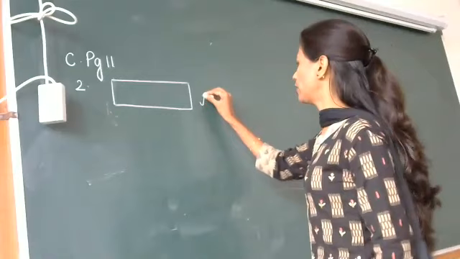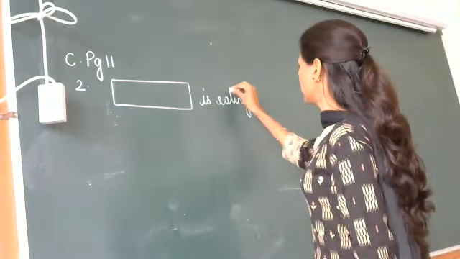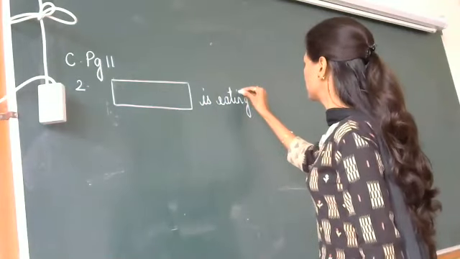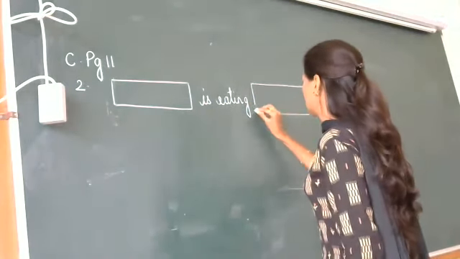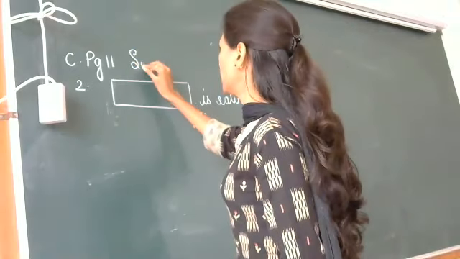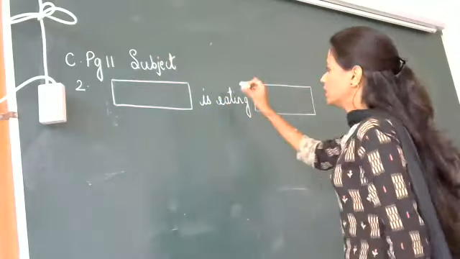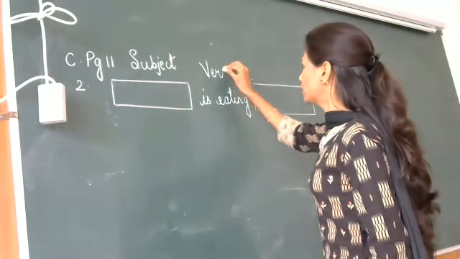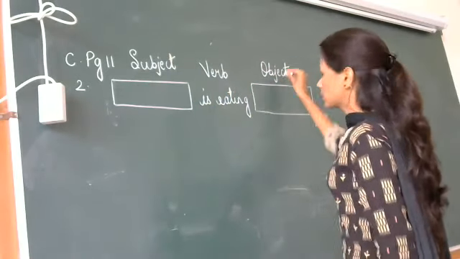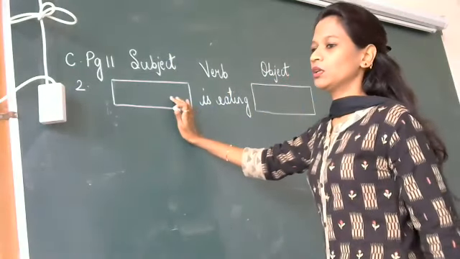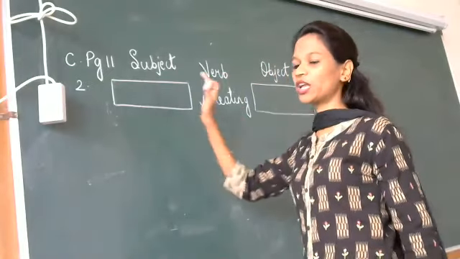Then you have is eating, and then you have another box. In the first box, you can write the subject. The verb is already given. And in the green box, you need to write the object. Now the first one: dash is eating object. Now what subject can you give here?